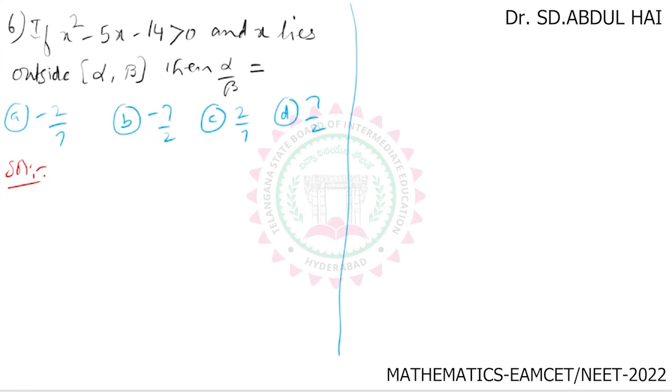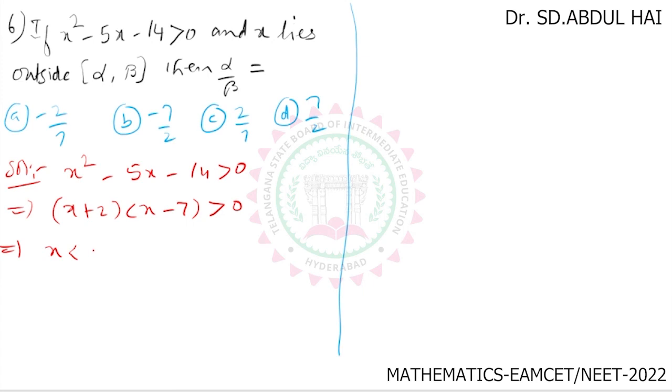So what is given? x square minus 5x minus 14. It is a quadratic expression, we say quadratic inequation. So first of all, find the factors. x square minus 5x minus 14 greater than 0. This can be written as, find the factors, that is 14: minus 7 plus 2 is minus 5, and minus 7 times 2 is minus 14. Therefore, this is nothing but x minus 7 into x plus 2 greater than 0. Therefore, it means that x is less than minus 2, x is greater than 7.